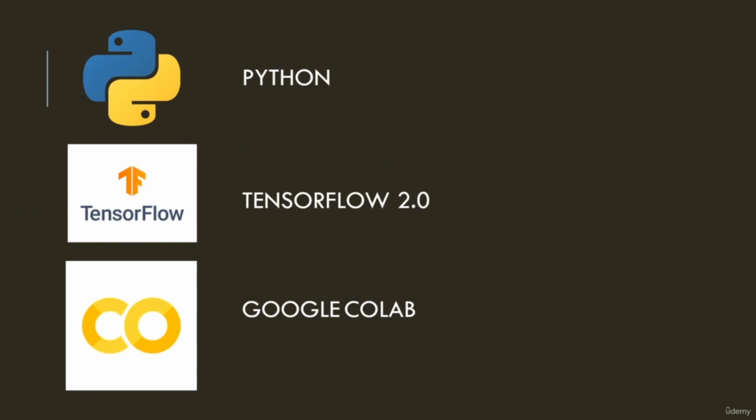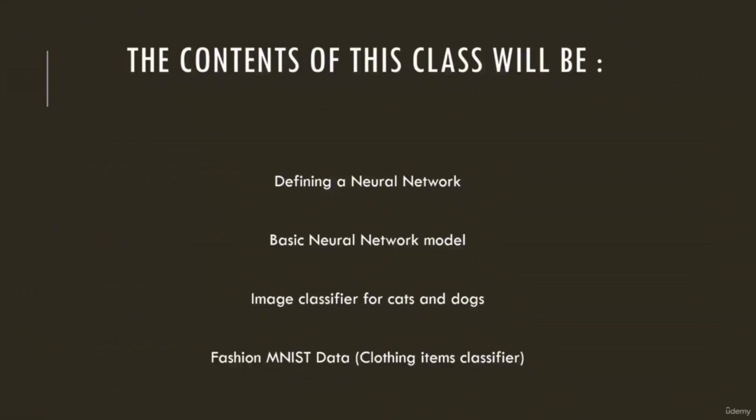The content of this class will be defining a neural network, building a basic neural network model, building an image classifier for cats and dogs. Then we will be using the famous Fashion MNIST dataset to build a clothing item classifier. And we'll do this all in less than 100 lines of code.